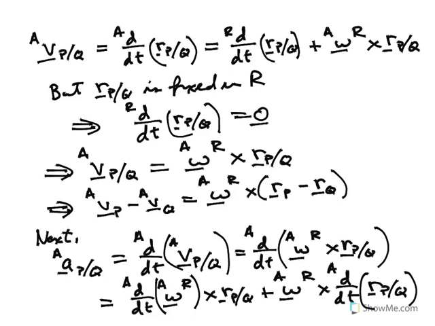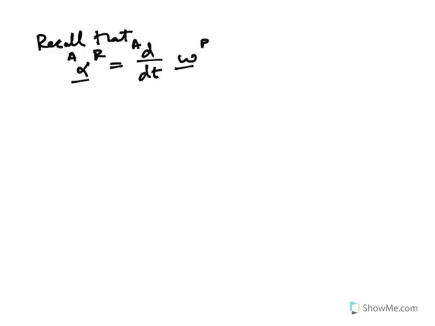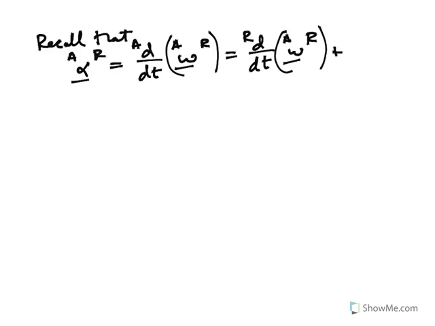Now, we recall that the angular acceleration between R and A is equal to the rate of change in A of the angular velocity of R in A. Of course, if we apply the transport theorem to this, it is equal to d/dt in R of omega Ra plus omega Ra crossed with omega Ra, but this last term is 0 because the cross product of a vector with itself is 0.